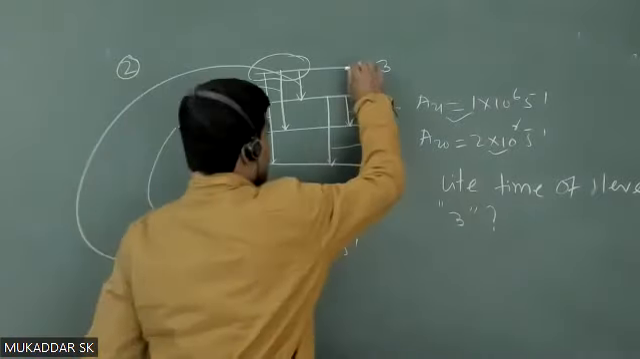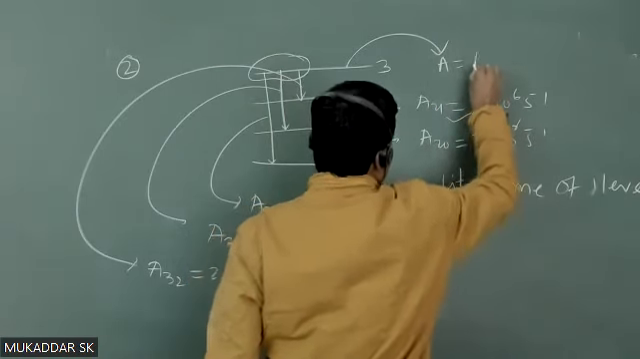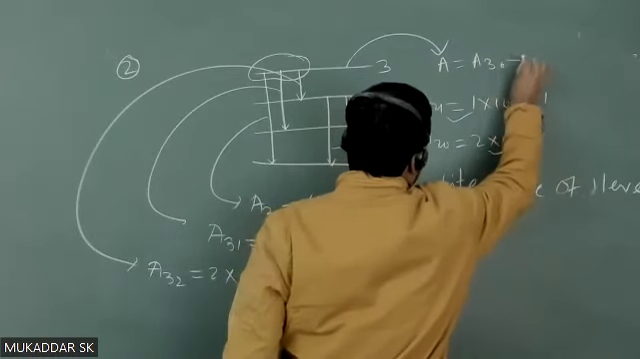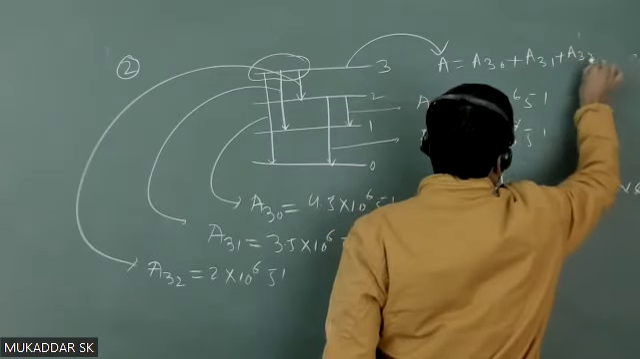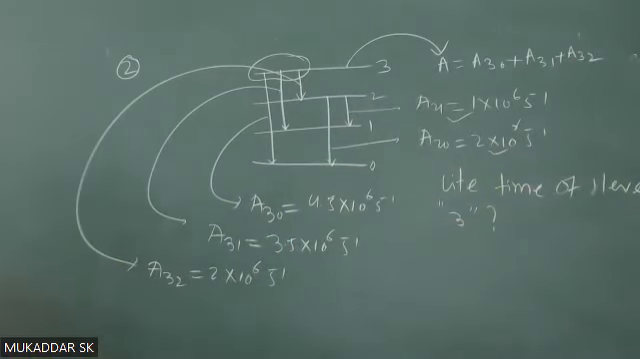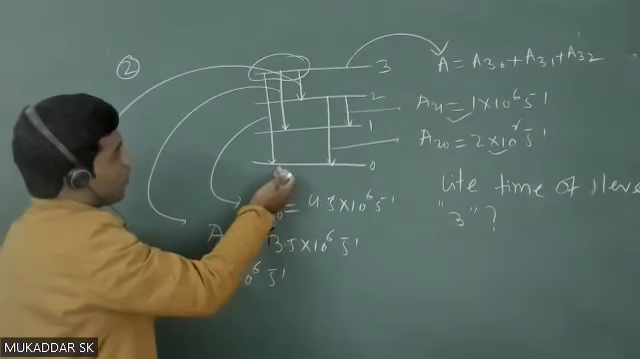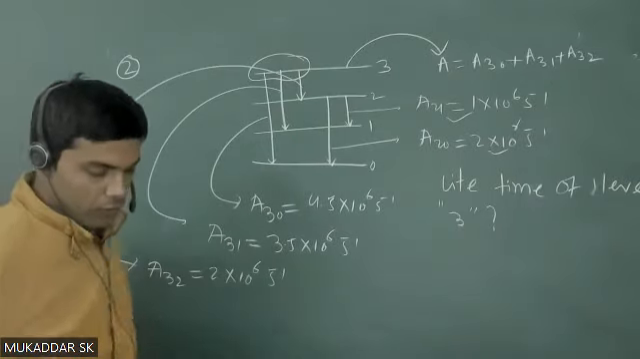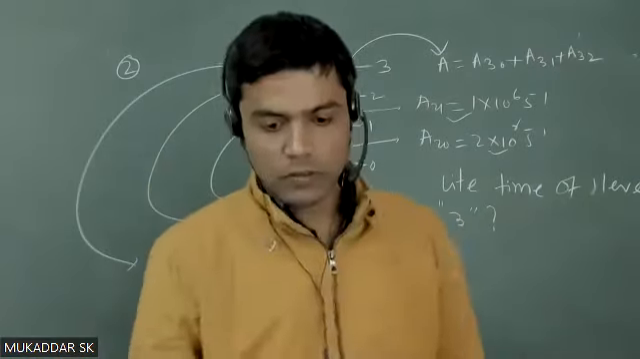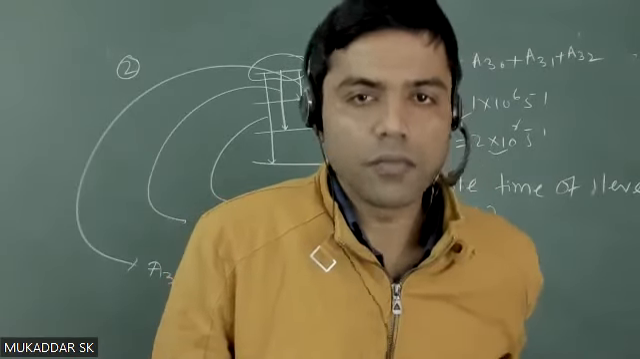So net probability of spontaneous emission of level 3, that will be A, the sum of A30 plus A31 plus A32. This is the net probability of spontaneous emission of level 3. It can jump from 3 to 0 or 3 to 1 or 3 to 2. Or means you have to add that probability, right?